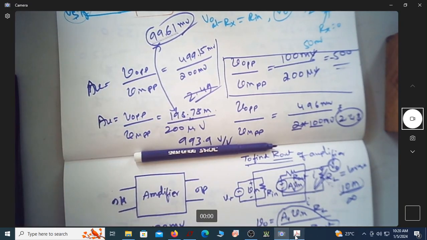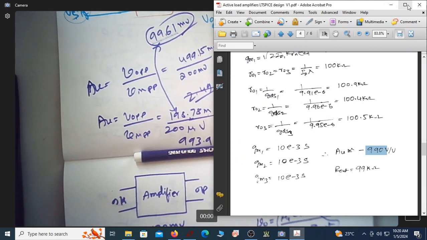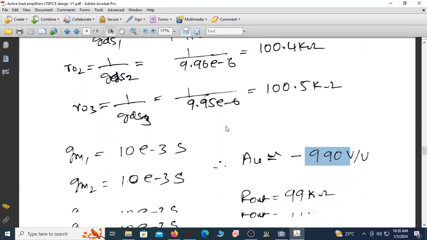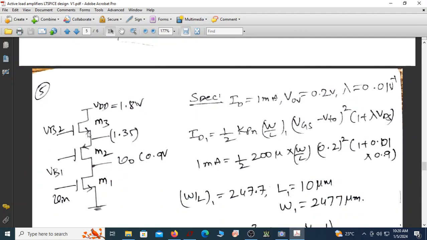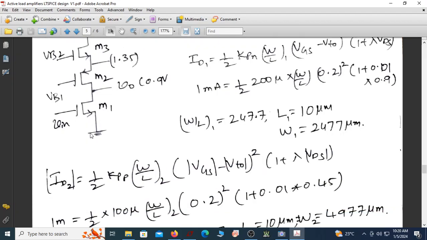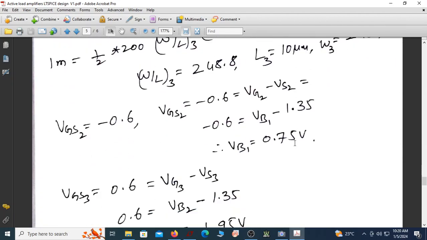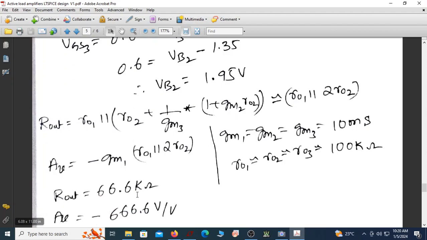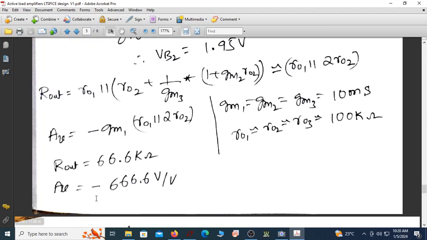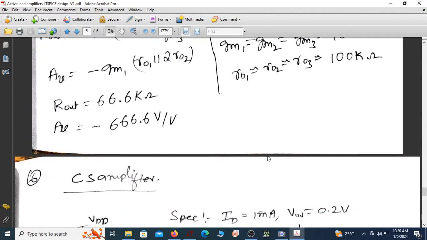This way you can do it for other circuits also. I have shared all the circuits. This is also there. Now you can see this is slightly different. You don't have R0, you have 1 over GM3. You just do the design of all these things, understand the design, and find the expression for this one. Now you can see R out becomes 66.6. Now the gain will become 666. You can verify all these.